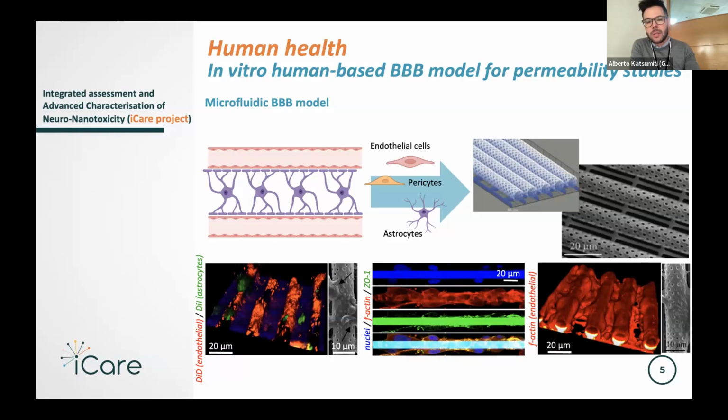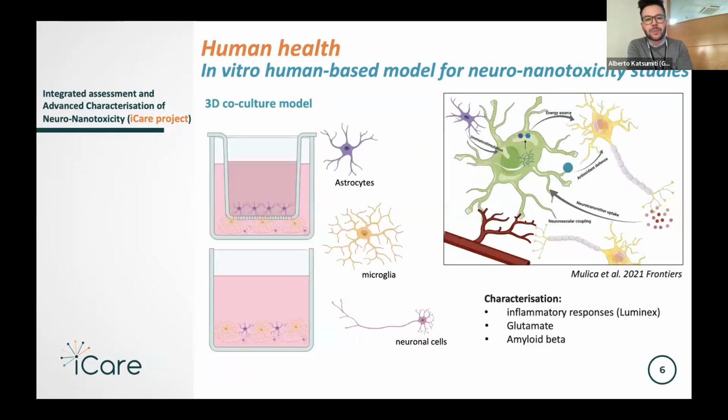The next parts will be to test the adhesion of the pericytes in the system as well. But so far, we have good results using these systems.